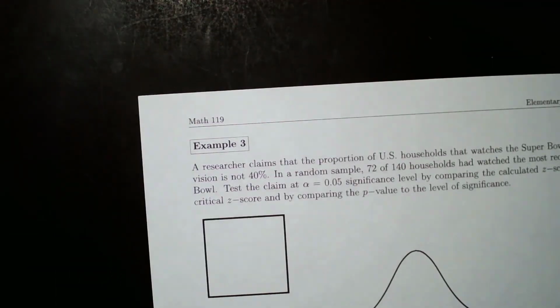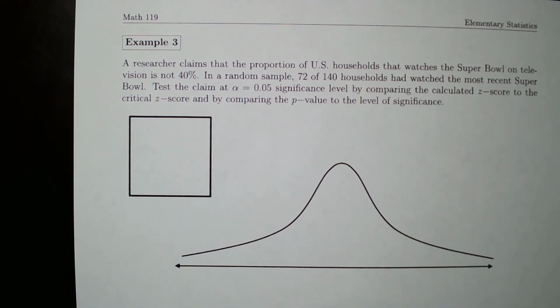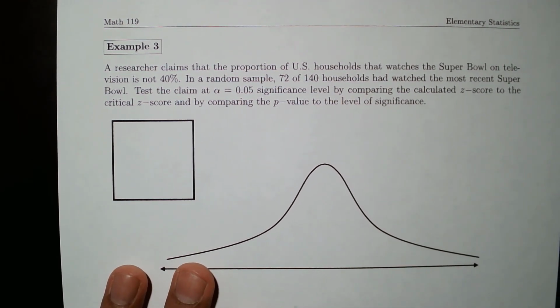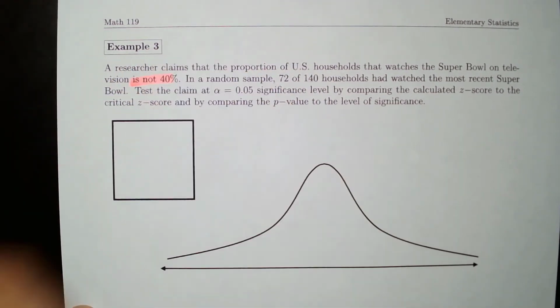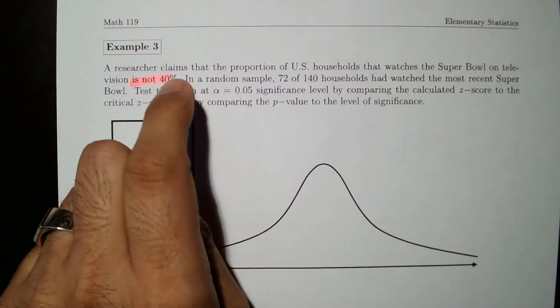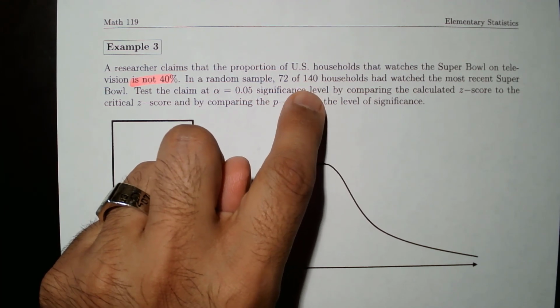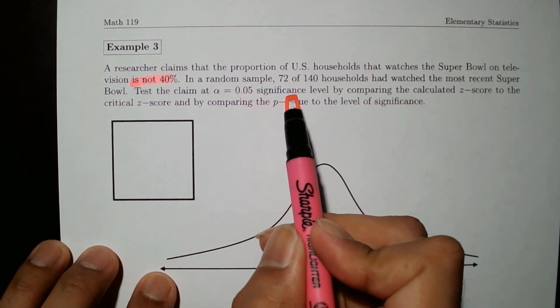And let's look at our third example here. A researcher claims that the proportion of US households that watch the Super Bowl on television is not 40%. Where have you seen this? Is not. Remember, what is that going to tell us? Finally, a two-tailed test, and that's what we're going to do here. In a random sample, 72 out of 140 households had watched the most recent Super Bowl. Test the claim at an alpha equals 0.05 significance level.